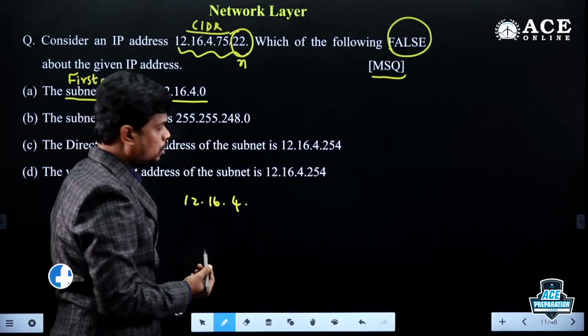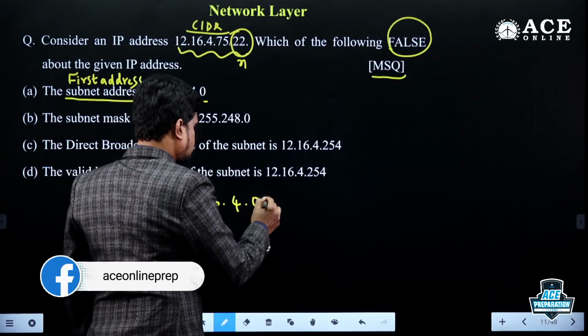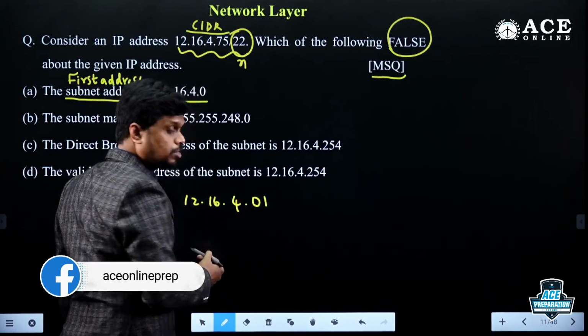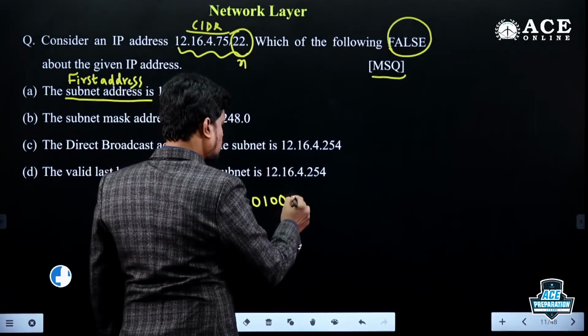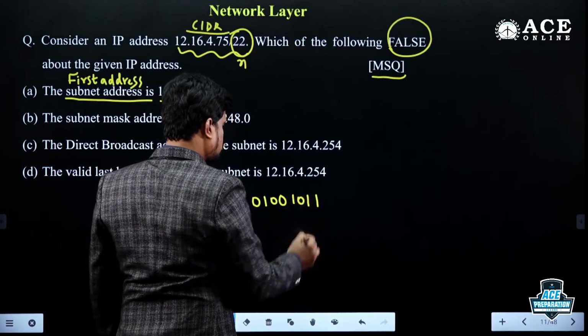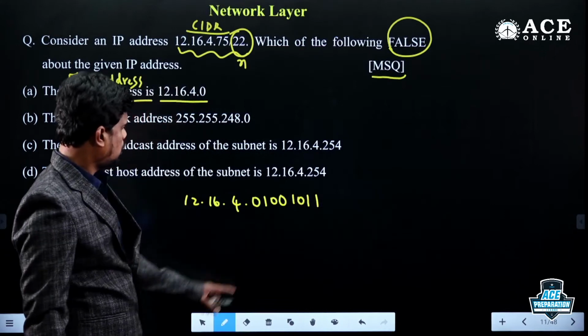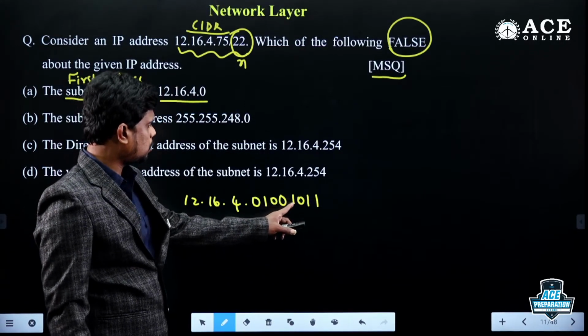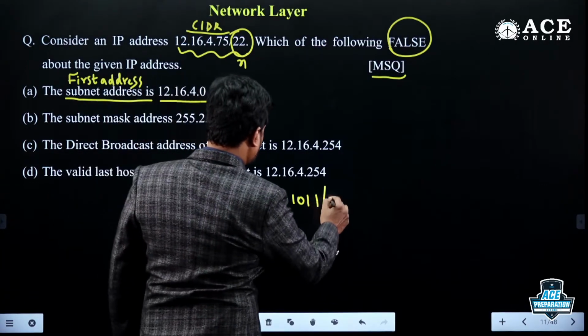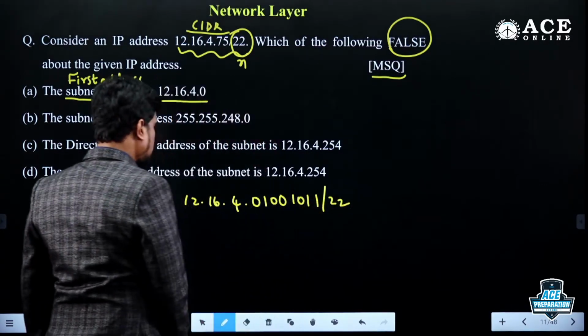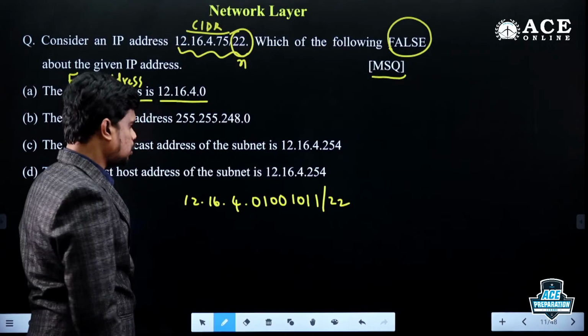12.16.4.75. How can I write 75? Verify. 64 plus 11, right? So 0100 1011. This is 75, I believe. 64 plus 8 is 72, 72 plus 3 is 75. Correct. So 75/22. I need to set the last 10 bits to 0.